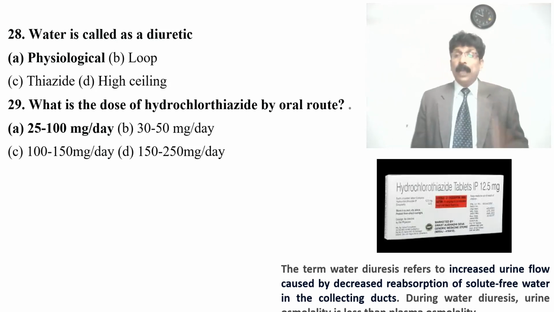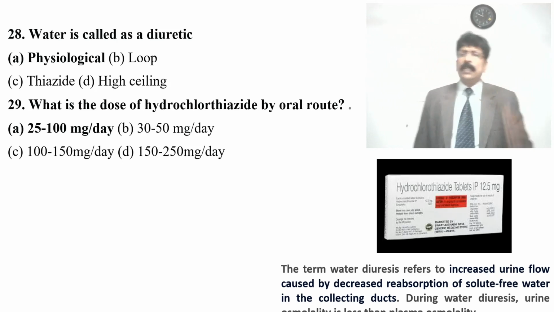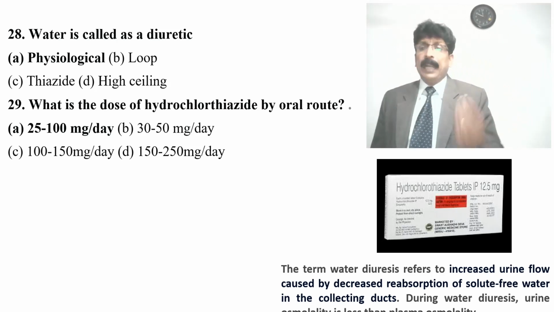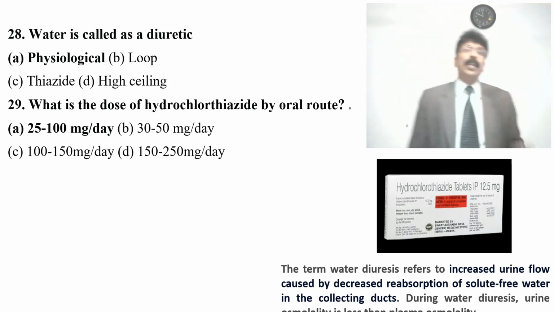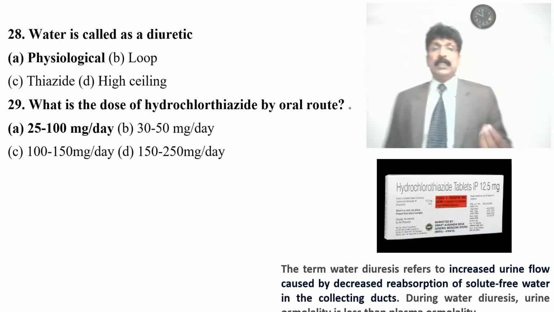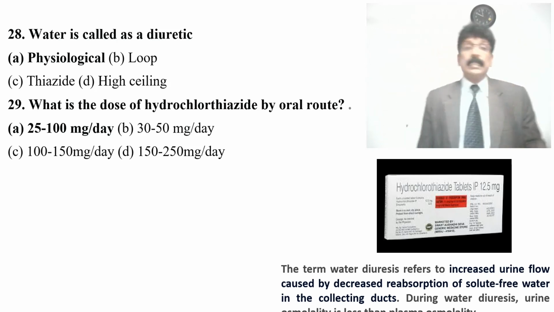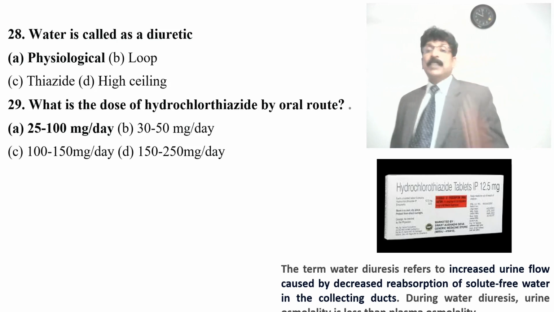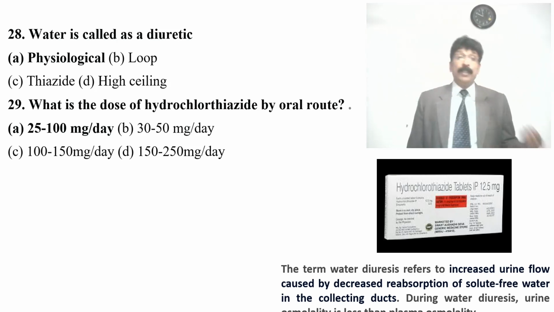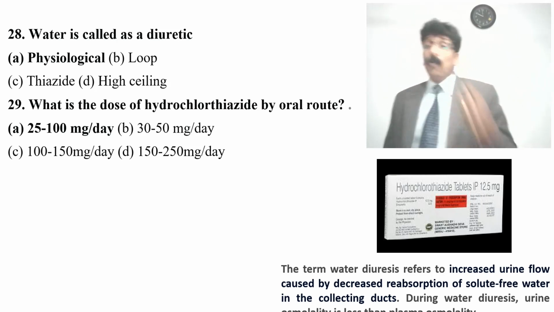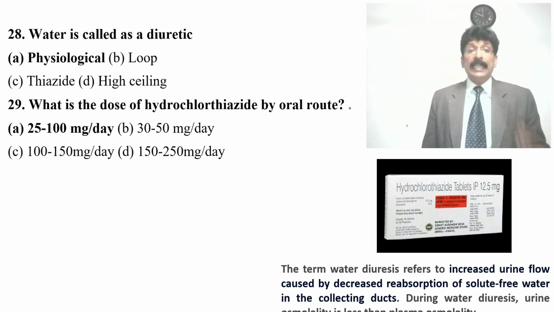And normally, among the drugs available in the market, hydrochlorothiazide IP is available in 12.5 milligram tablets. Every day a person can take 25 milligram BD, and up to 100 milligram if he needs more, a maximum of 4 times a day. But usually these drugs are given in the daytime.